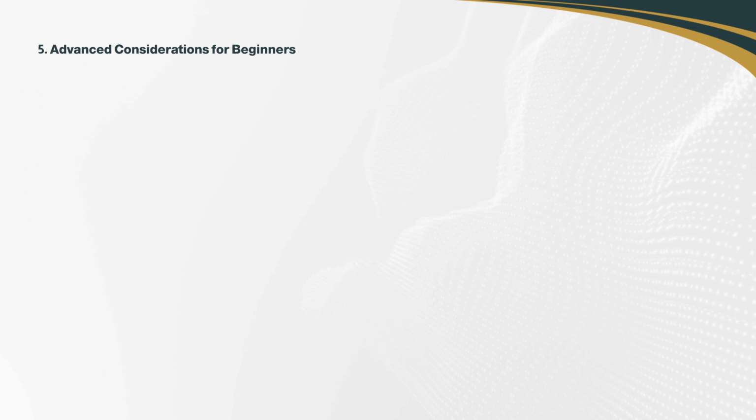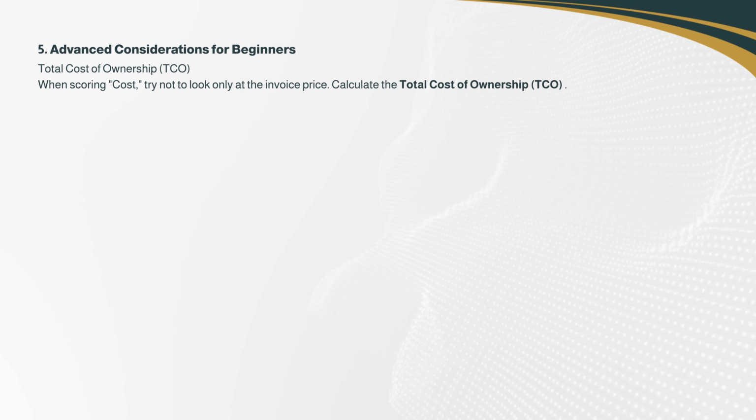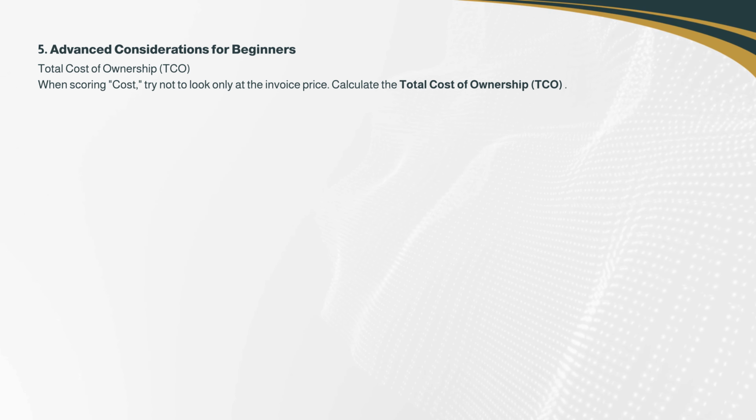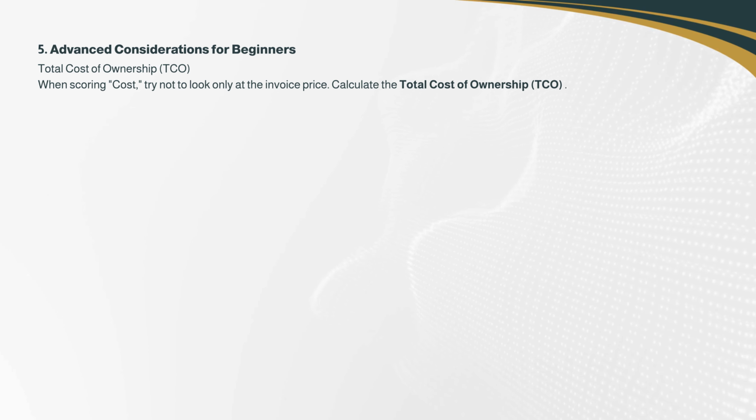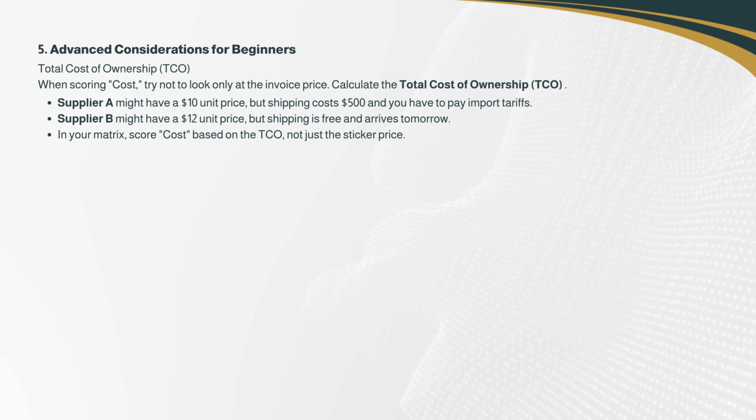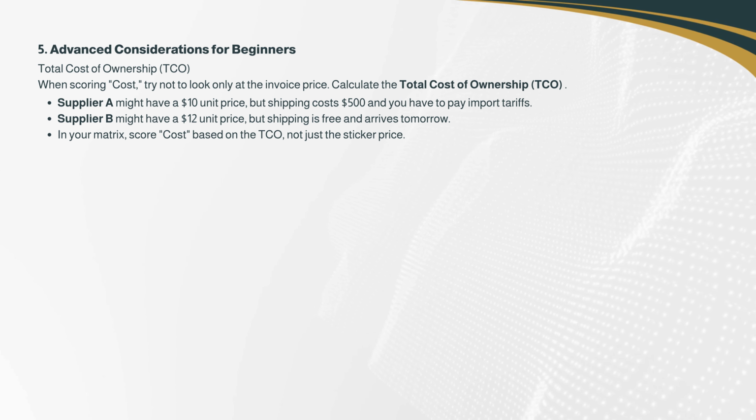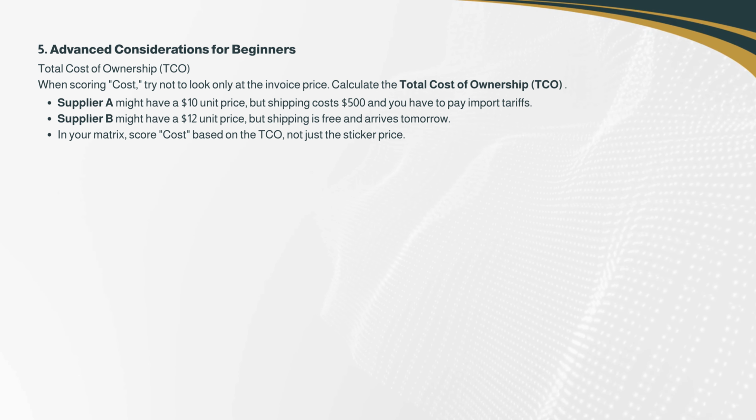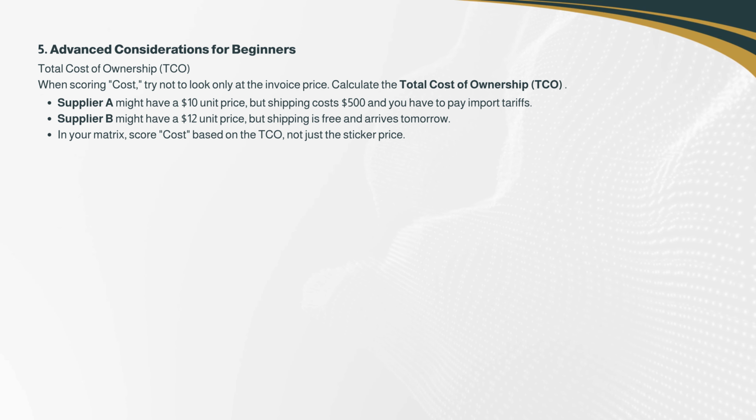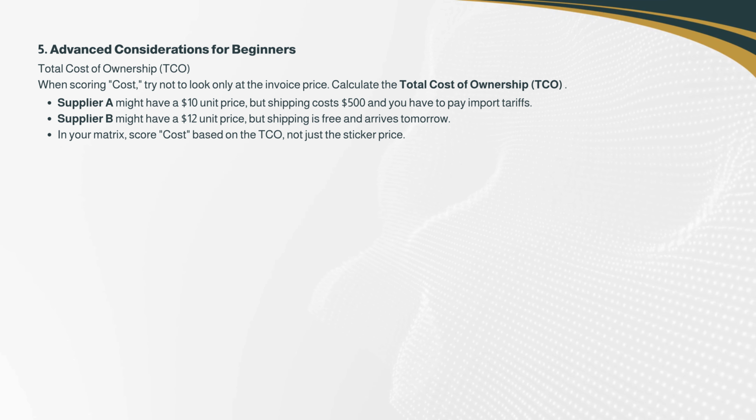5. Advanced considerations for beginners. Total cost of ownership, TCO. When scoring cost, try not to look only at the invoice price. Calculate the total cost of ownership, TCO. Supplier A might have a $10 unit price, but shipping costs $500 and you have to pay import tariffs. Supplier B might have a $12 unit price, but shipping is free and arrives tomorrow. In your matrix, score cost based on the TCO, not just the sticker price.